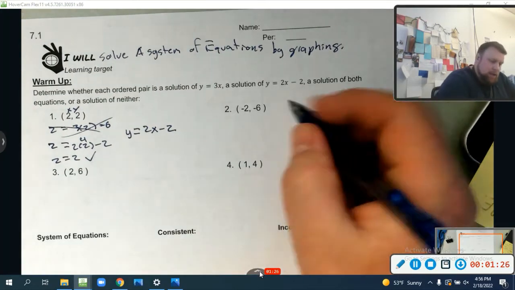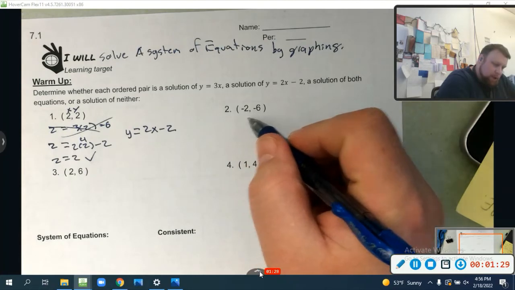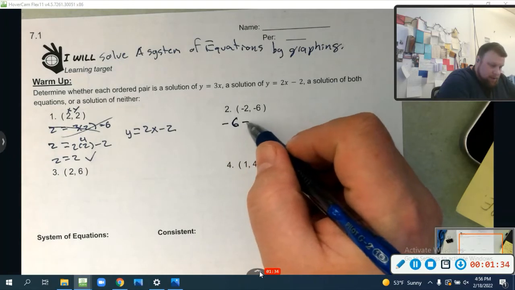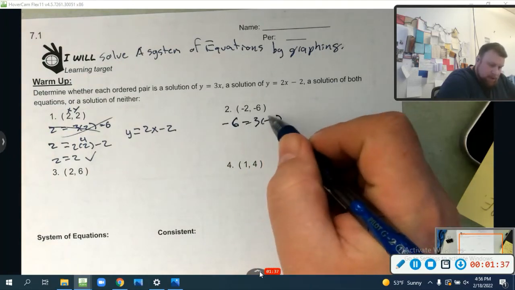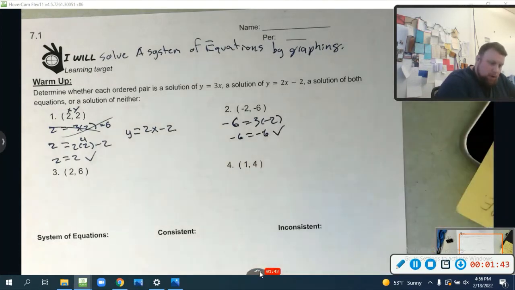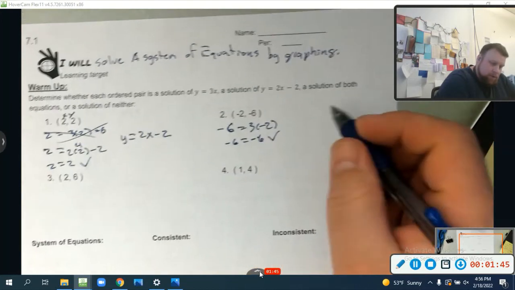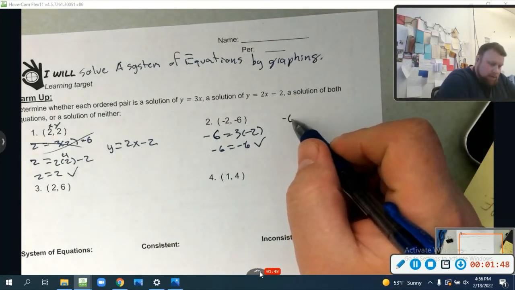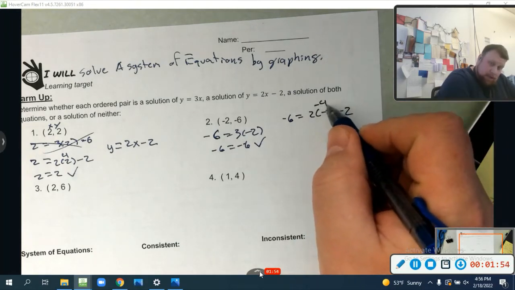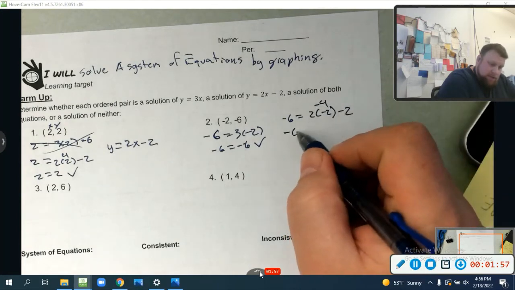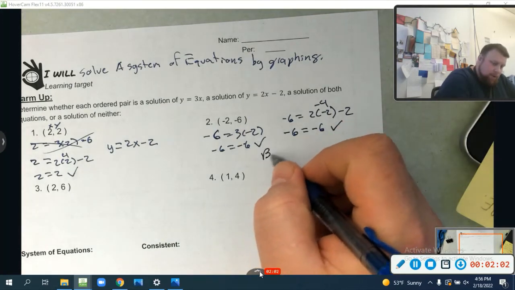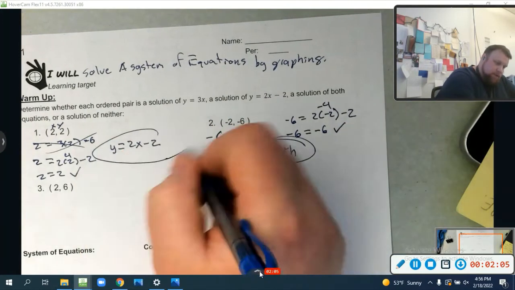All right, let's check negative 2, negative 6. Again, I'm going to plug it right in. Negative 6 equals 3 times negative 2. 3 times negative 2 is negative 6, so negative 6 equals negative 6. Check. It does work for y equals 3x. Let's see if it works for the other one as well. That would be negative 6 equals 2 times negative 2 minus 2, which is negative 4 minus 2, which is negative 6. So negative 6 equals negative 6. Check. So it's a both. Probably should circle the answer.